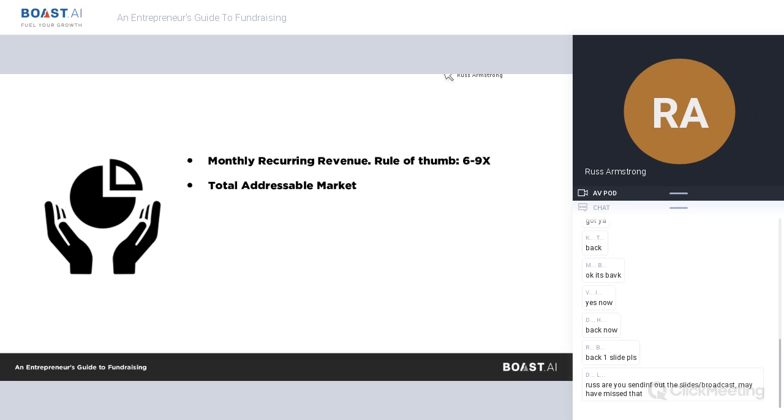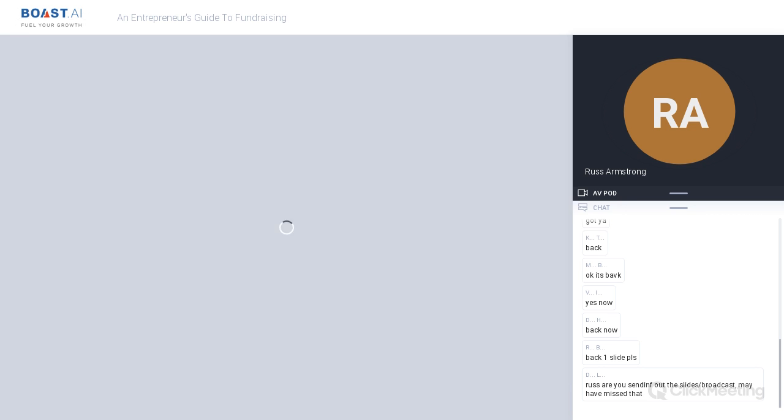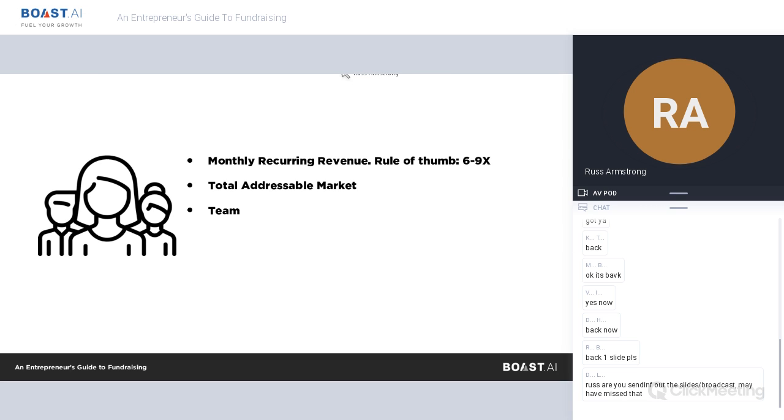So some of the factors that will change your multiple from the 6 to 9 times could be your total addressable market that you're going after. That could be from your top-down analysis, bottom-up analysis. Could be your team. I can say from experience now going through it as a first-time founder, there were a lot of uncertainties of going to market and how to scale it.